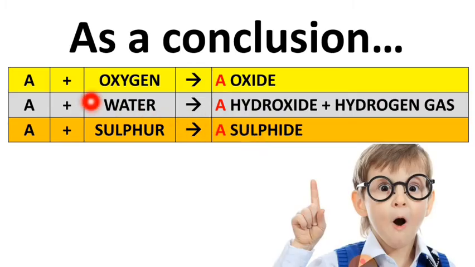As a conclusion, if an element reacts with oxygen, it becomes an oxide. Let's say iron reacts with oxygen, it becomes iron oxide. And if it reacts with water, it becomes a hydroxide plus hydrogen gas. If it reacts with sulfur, it becomes a sulfide.